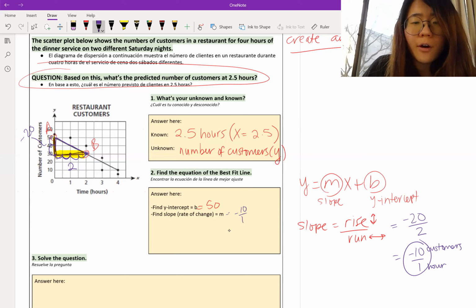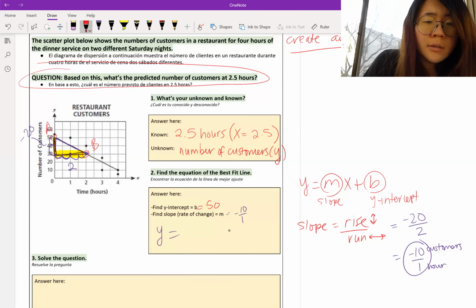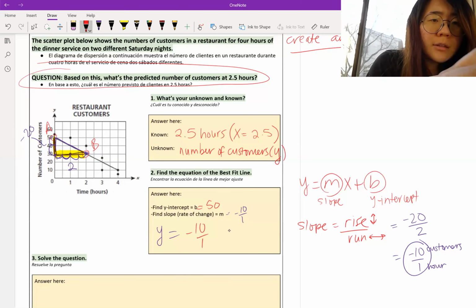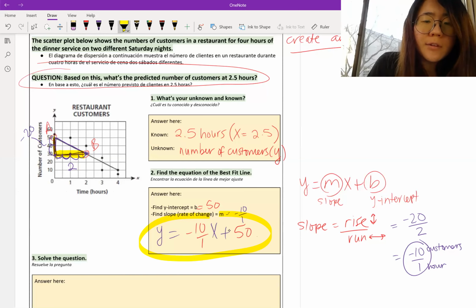And since we have our b and our m, we just plug it into our equation. So it'll be y equals -10 over 1, x plus 50. And that is, again, another way we can figure out slope.